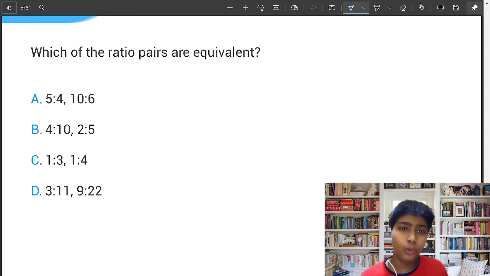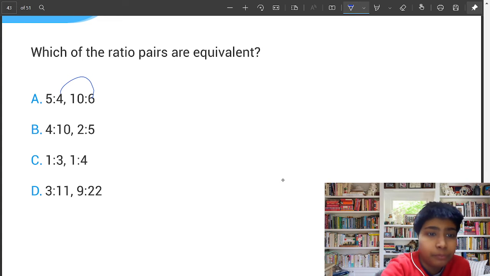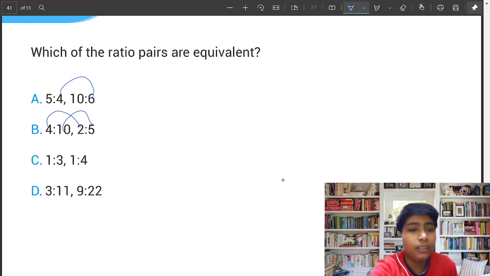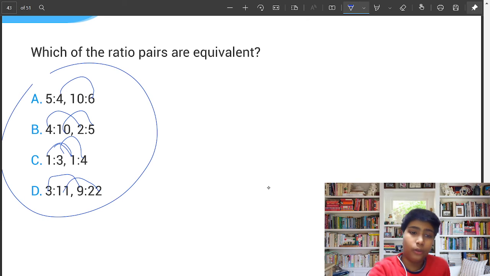Which of the ratio pairs are equivalent? As you can see, this doesn't come in this table. This comes in this table. This comes in this table. This doesn't come in this table. This already comes. This comes in this table. This comes in this table. Which do you think is the answer from all these?